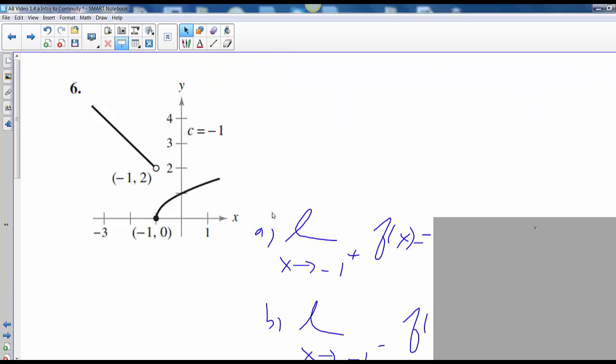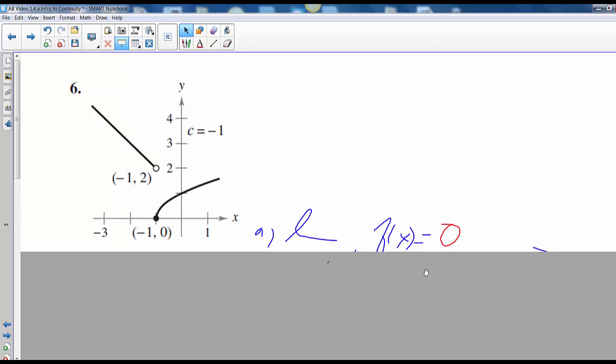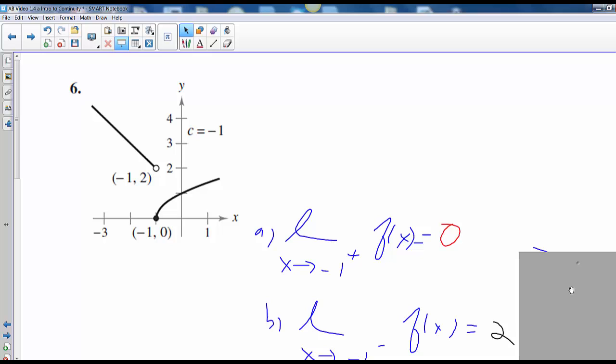Number 6 is your graph. What's the limit as x approaches negative 1 from the right? So I'm on the graph on the right side of x equals negative 1. I'm getting closer and closer to negative 1. You can see I'm approaching a height of 0. The next question is, what is the limit as x approaches negative 1 from the left of f of x? So now I go back to the graph. I'm approaching x equals negative 1 from the left side. You can see I'm approaching a height of 2. So that one is 2.